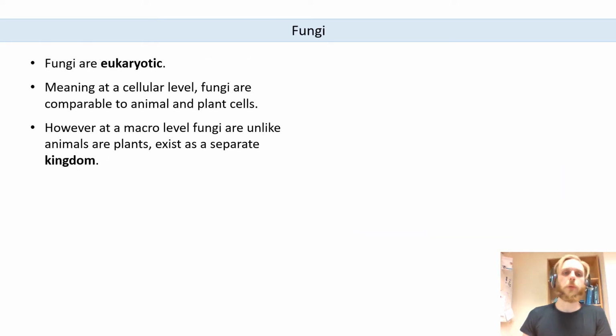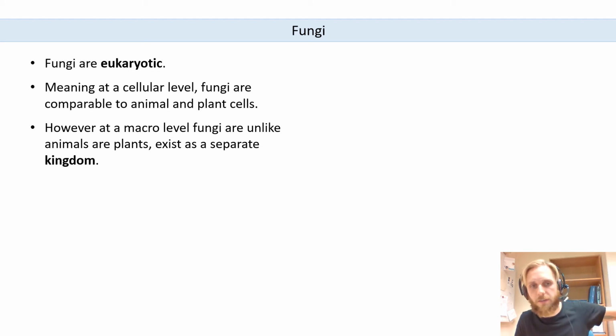Okay, next up we have fungi. Fungi are eukaryotic. So you remember at the start of the lecture, I talked about the distinctions between prokaryotic and eukaryotic life. You'll also remember that when we're talking about prokaryotic and eukaryotic, we're talking about cellular life. So we're excluding viruses. Fungi are cellular and they are composed of eukaryotic cells.